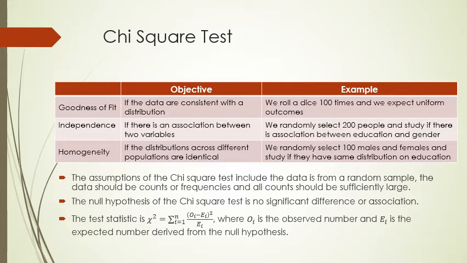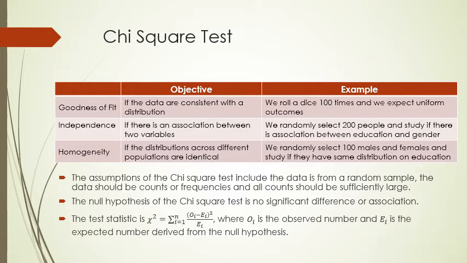We randomly select 200 people and study if there is any association between education and gender. This is independence. If we modify the design and randomly select 100 males and females separately, we may study if male and female have the same distribution on education. Then we have homogeneity for a very similar research question. Thus, we know that the main difference between the independence and the homogeneity is the experimental design.